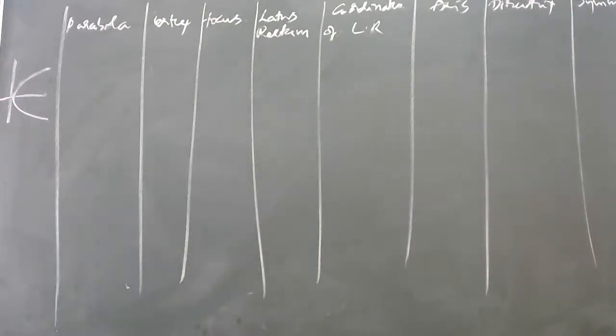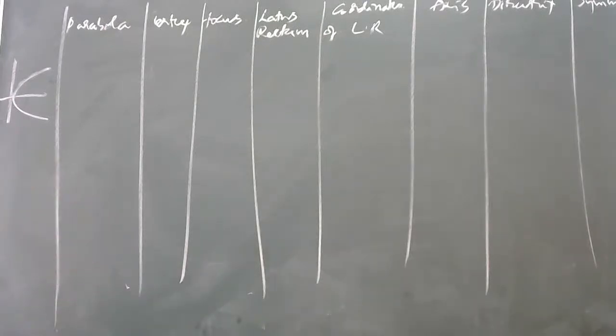Latus rectum: a line passing through the focus and perpendicular to the axis, touching the end points of the two curves. The two ends of the curve are joined by that line, and the length of the line is the latus rectum.